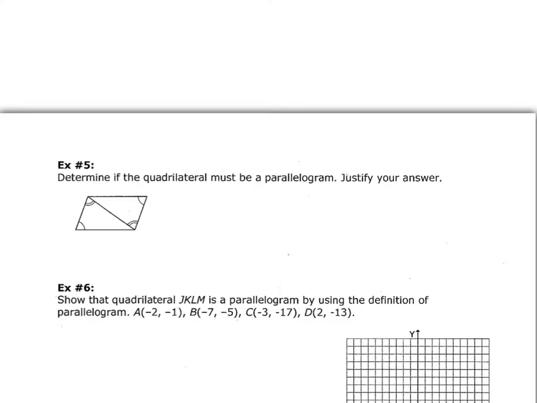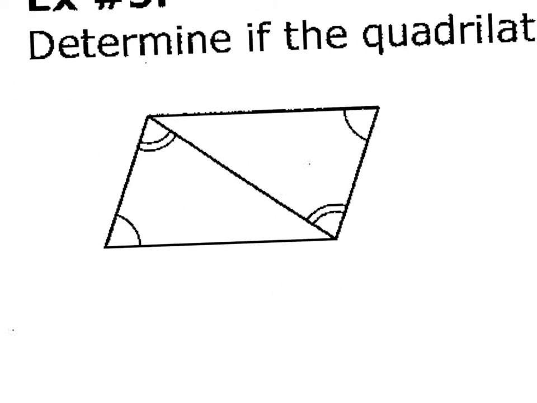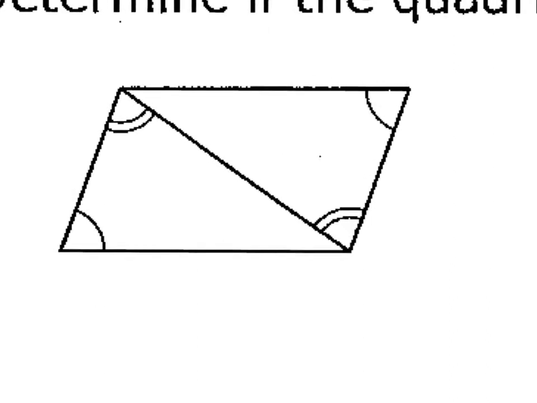The next one says determine if the quadrilateral must be a parallelogram. Well, let's look at it. We have two triangles, and basically we need to know if these are congruent. Since you have two sets of triangles and you have two sets of congruent angles, that means the third set must be equal.